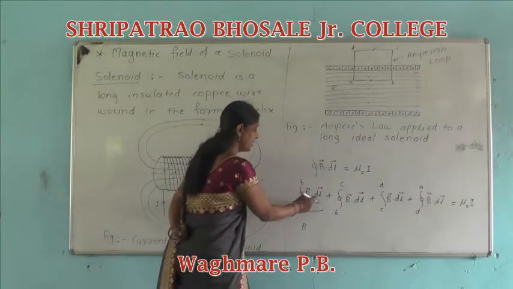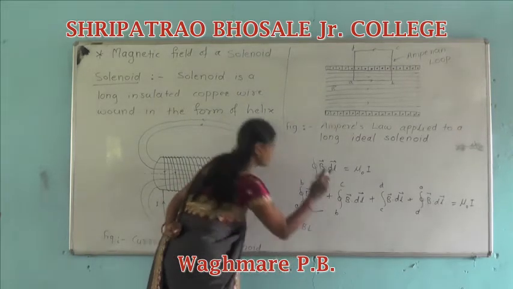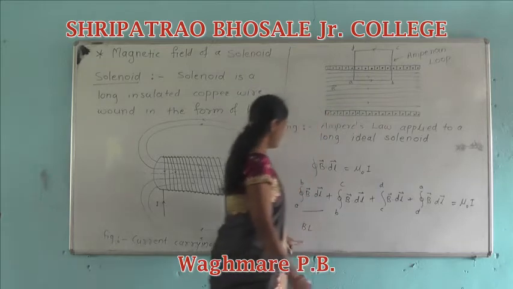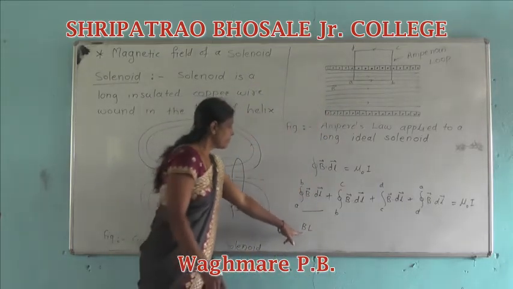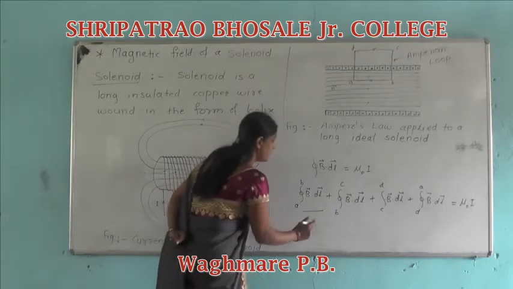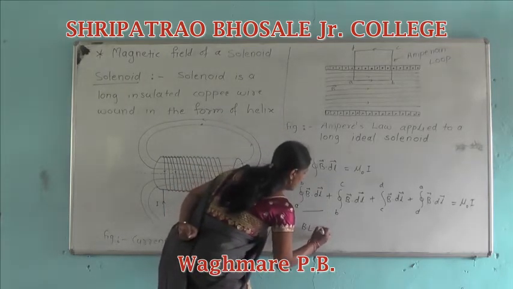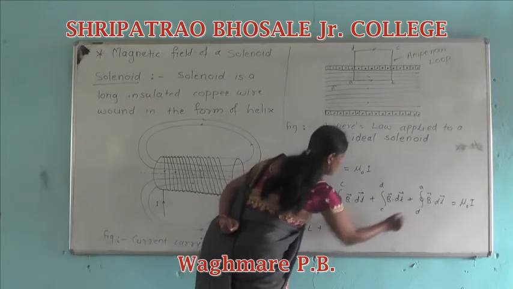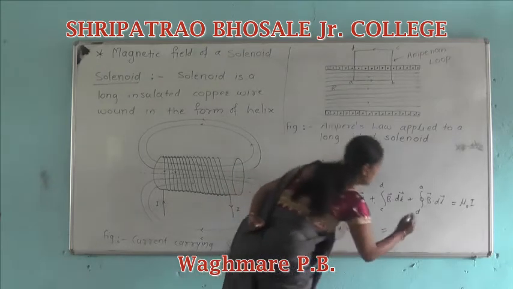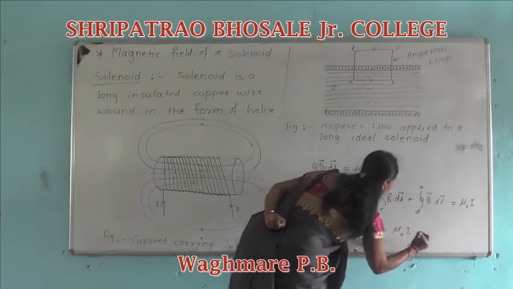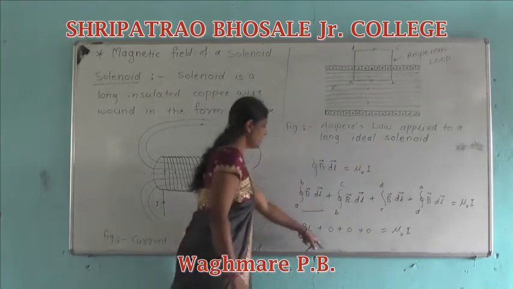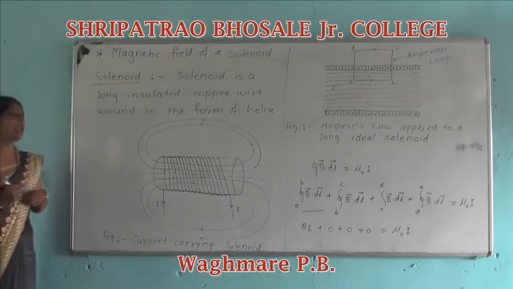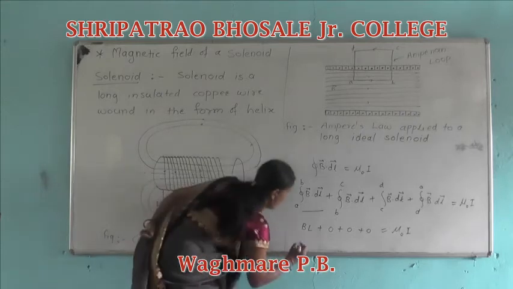Integration of dl is equal to L, where L is the length of line AB. Therefore, we can write B into L, where B is the magnetic field. The other terms will be equal to 0, and this will equal mu naught times the total current encircled by the loop. Therefore, we can say that B into L is equal to mu naught I.